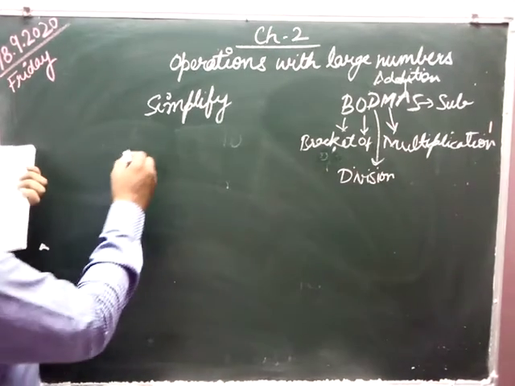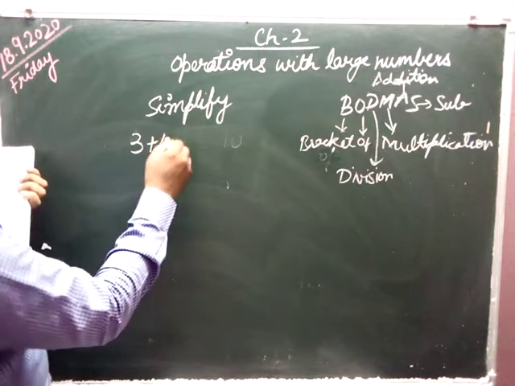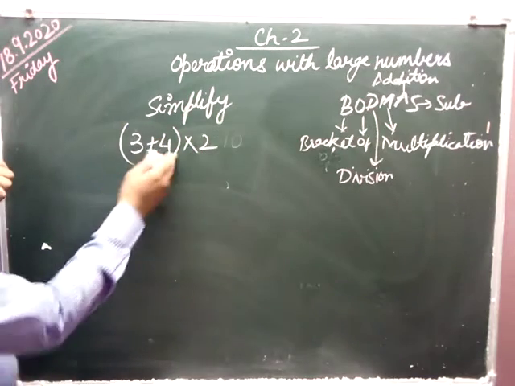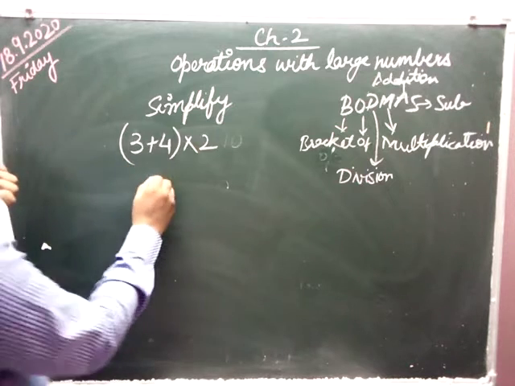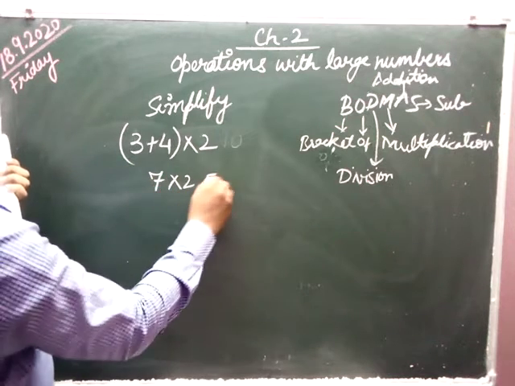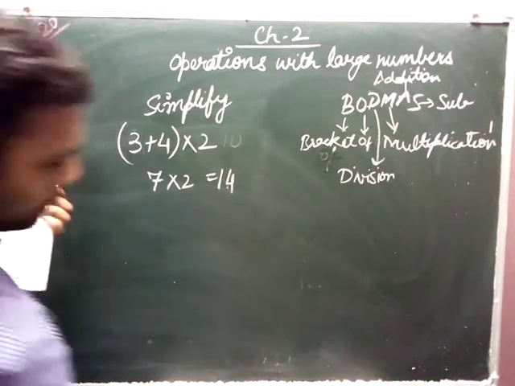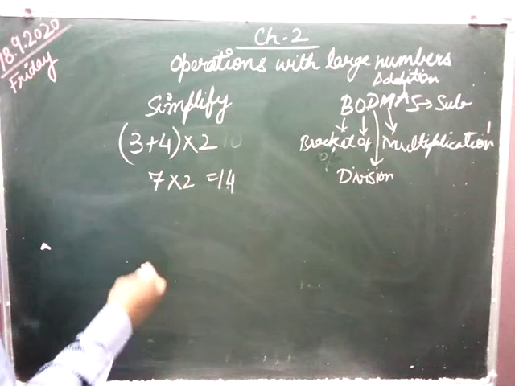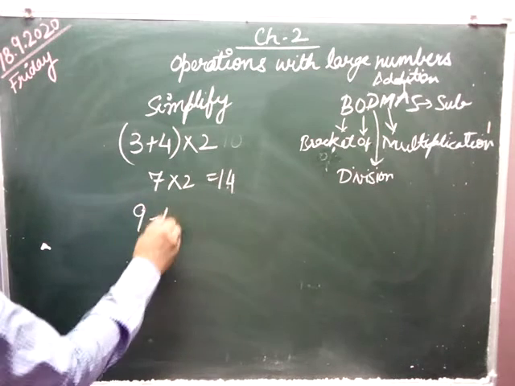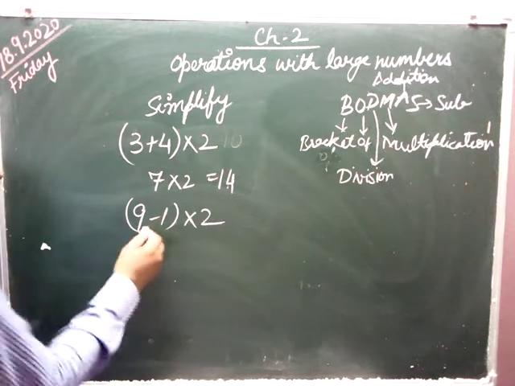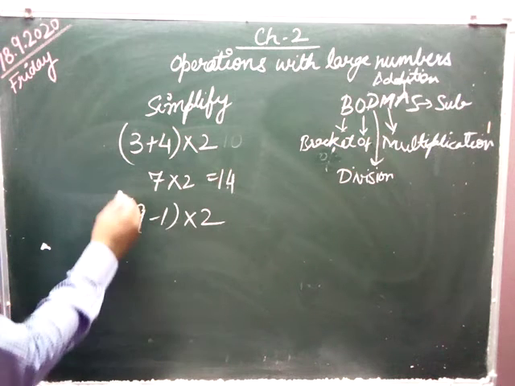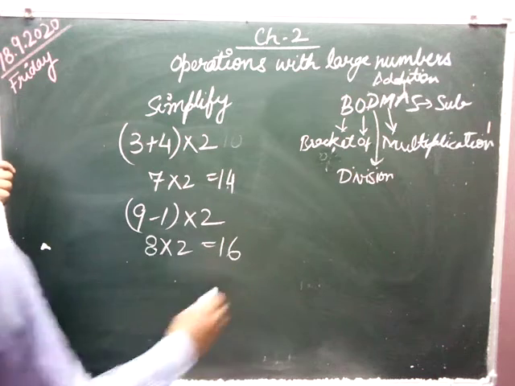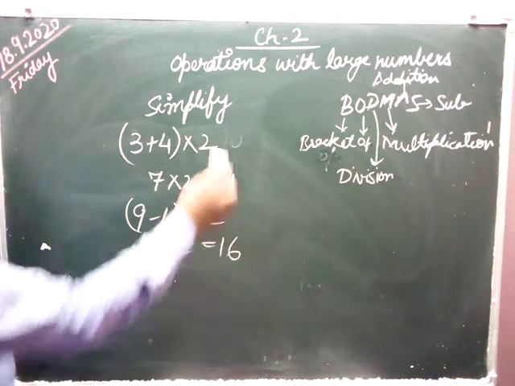3 plus 4 in brackets, multiply by 2. In this case first you have to remove the bracket. Removing the bracket means 7 multiply by 2. You got the answer 14. So this can be easily done by removing the brackets. Another example is 9 minus 1 in brackets, multiply by 2. So you have to first subtract it because it is in the bracket. 8 multiply by 2. You got the answer 16. So this is all about the simplification.